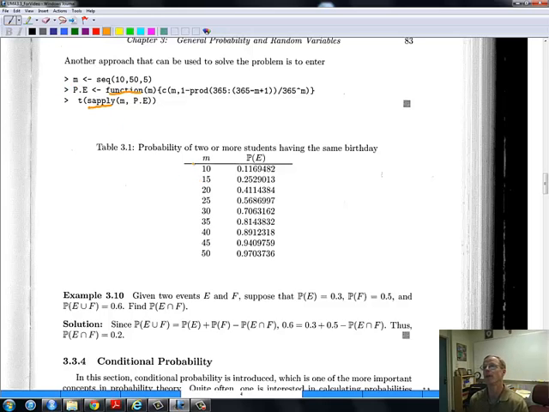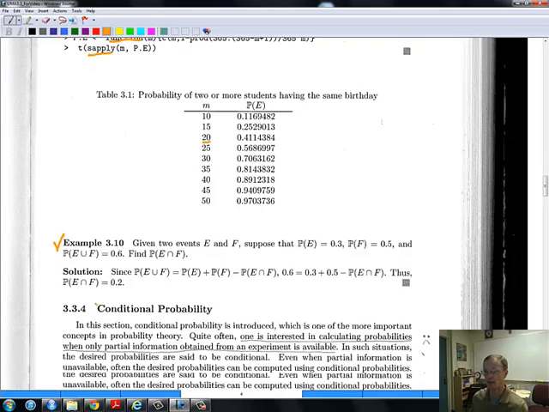Either way, we're going to get this nice table, and so we can see if there were 20 students in the class, then there's actually a 41% chance that we get at least one matching pair of birthdays, which is pretty amazing. Okay, next I'd like you to do this example here, relatively easy, and we'll go down to conditional probability.